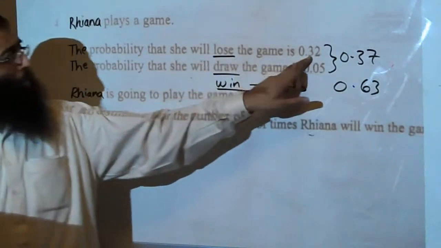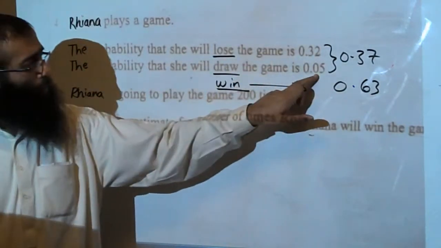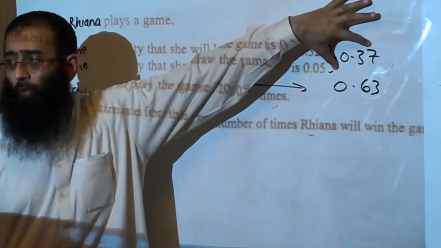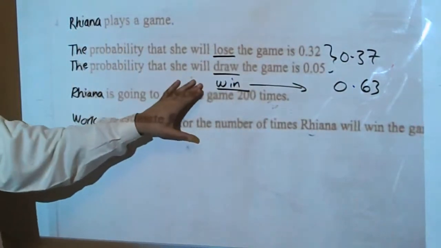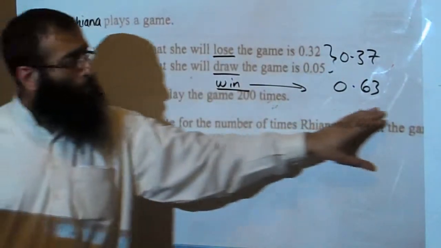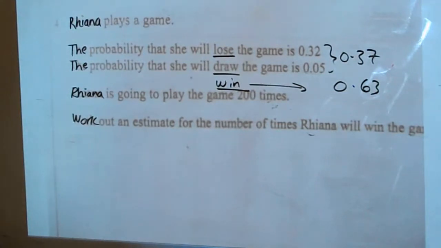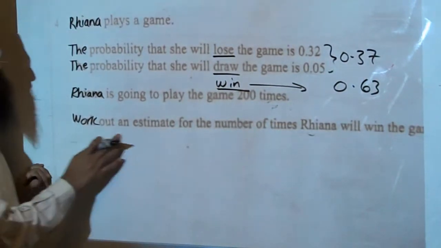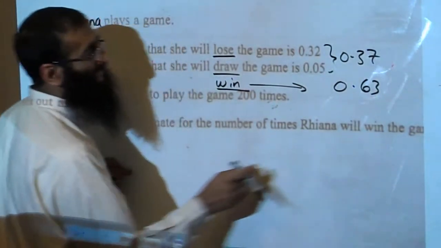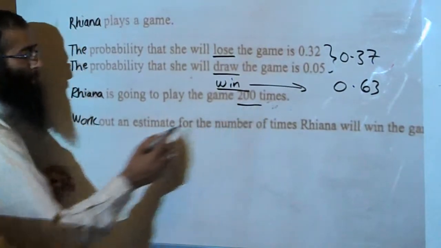Probability of losing is 0.32. Probability of drawing is 0.05. That gives the total probability of 0.37. So now we can work out the probability of winning, which is 0.63. Now, work out an estimate for the number of times Rihanna will win the game. She plays the game how many times?